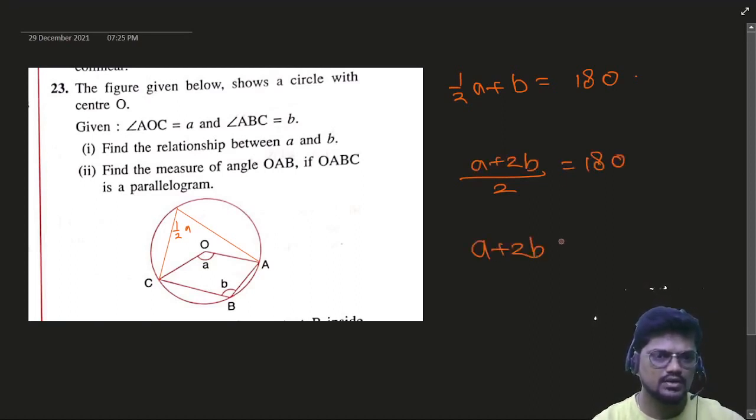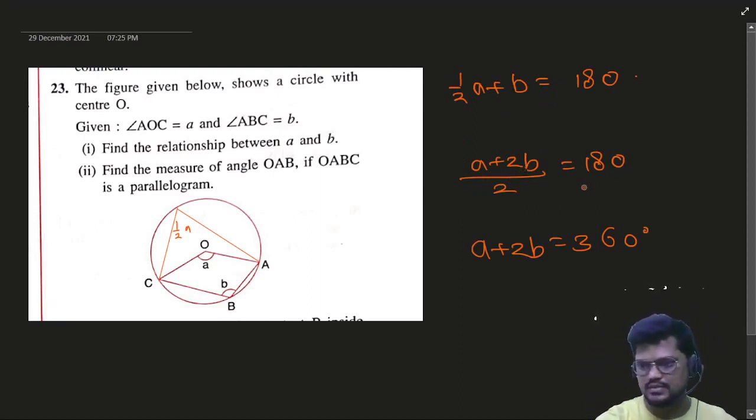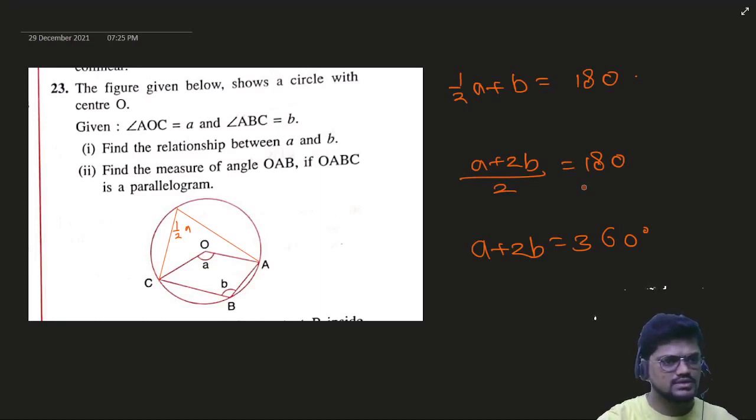So A plus 2B equals 360 degree. Got it? Wait. Half A plus B equals 180. 2 in the LCM, A plus 2B upon 2 equals 180. Then A plus 2B equals 360. Yeah, that's right. A plus 2B equals 360. Got it? Is this clear?